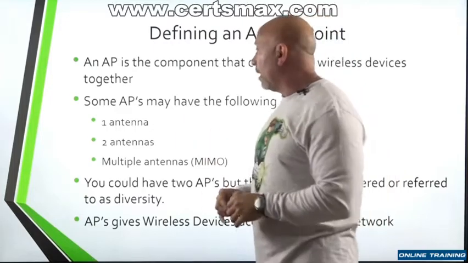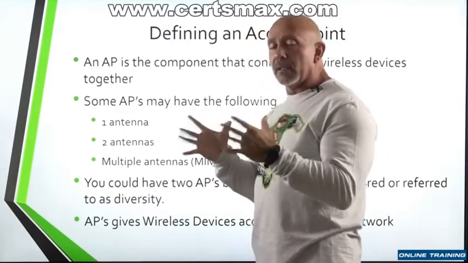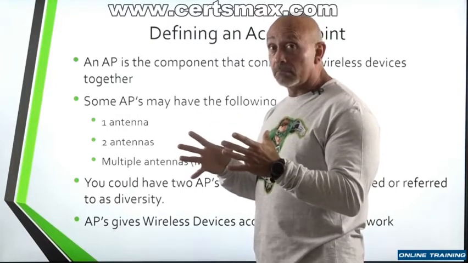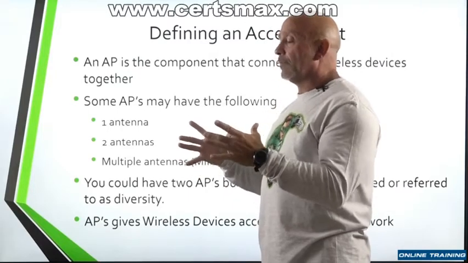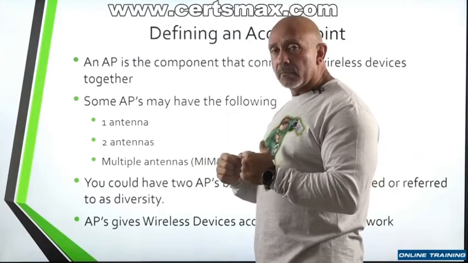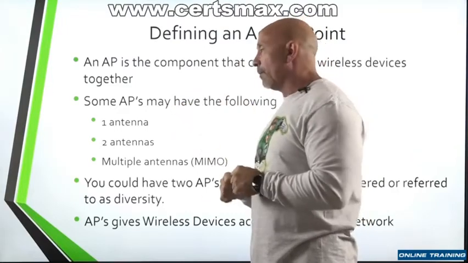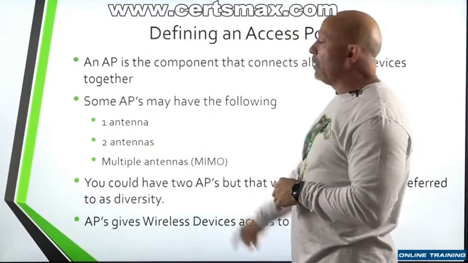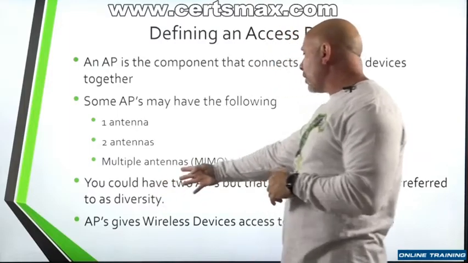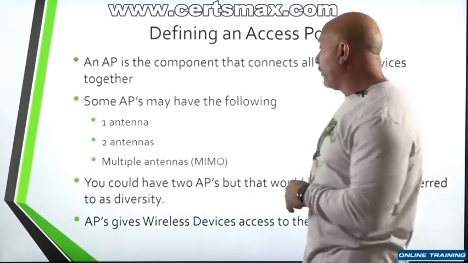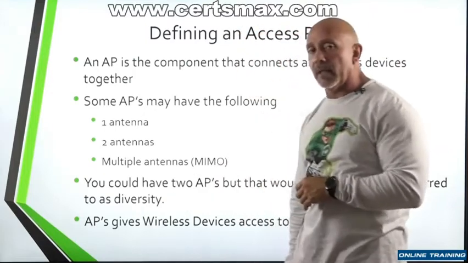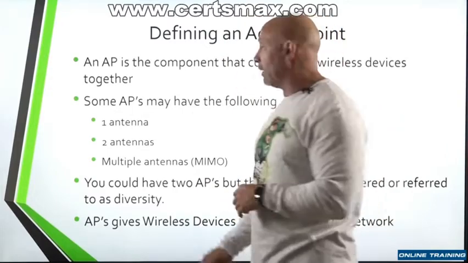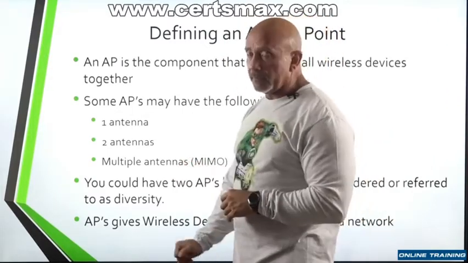So the Linksys access points / routers, the difference. They have antennas already built in. They used to have two antennas. But when we talk about multiple antennas, meaning more than two, we're talking about MIMO, multiple in, multiple out. You can have two APs, but that will be referred to as diversity. And I explained that in my wireless class, which this is not. Diversity.